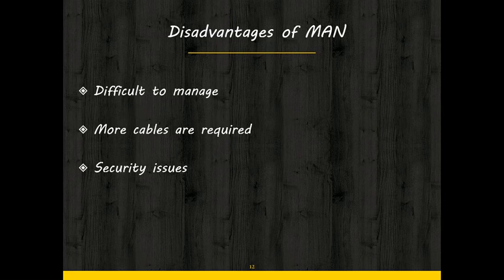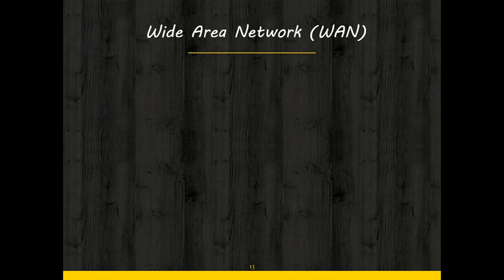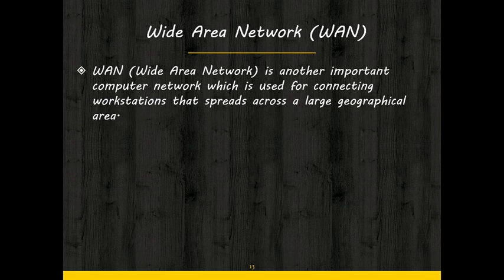Okay, now next is WAN, which stands for wide area network. Okay, so a wide area network is a network which usually is used for connecting computers that spread across a large geographical area such as states, countries or continents. Okay, it is a network of many LANs, MANs or even WANs, which enables users to share and access applications and other centrally located resources across large areas such as countries or even continents.